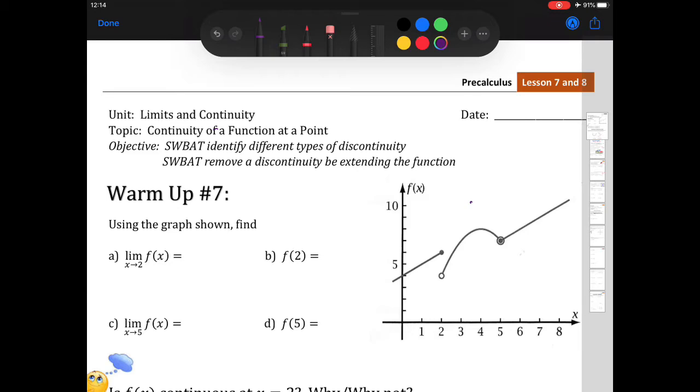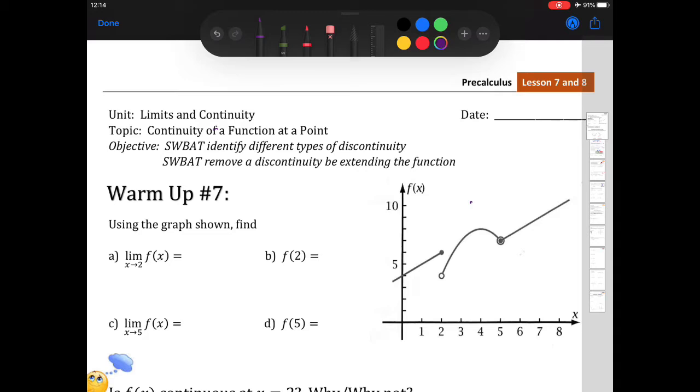Today's topic is continuity of a function at a point. Lesson 7 and 8 are in the same packet, so you shouldn't be looking for lesson 8 separately. It's all together. The homework will be at the end, so be careful about that. Okay, let's get started with the warm-up.